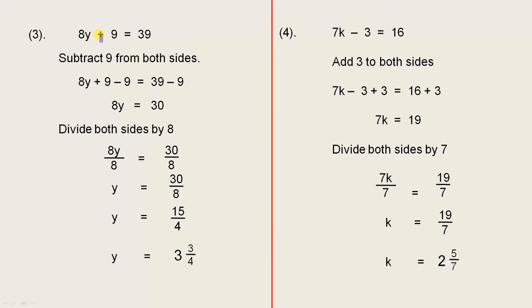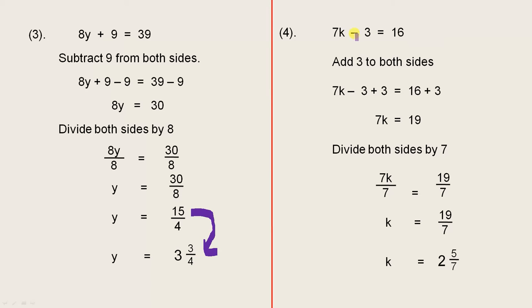Number 3, 8y plus 9 equals 39. Because that's addition, subtract 9 from both sides. We've done that here. The 9's cancel to give us 8y. That gives us 30. Divide both sides by 8, because that's multiplication. We've done that there. The 8's cancel to give us y. That gives us 30 over 8. 30 over 8 can be simplified to 15 over 4, and then we change the improper fraction. We get y equals 3 3/4.